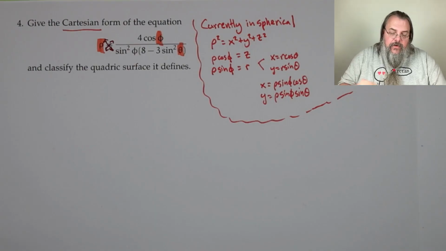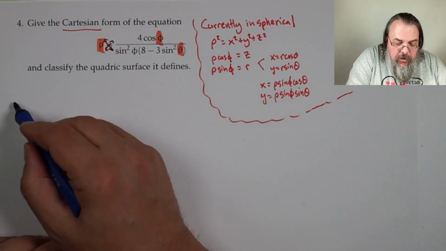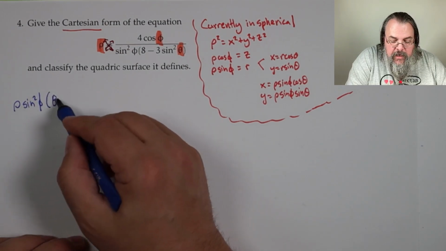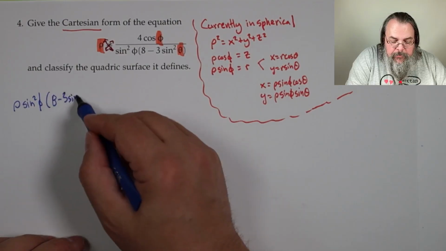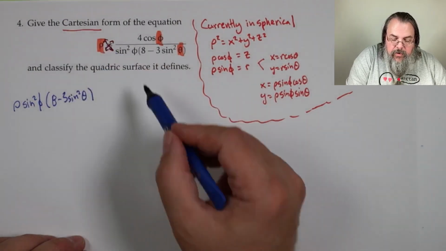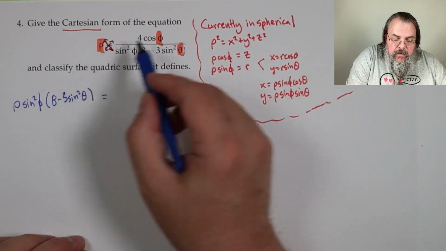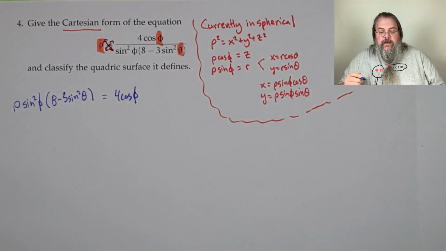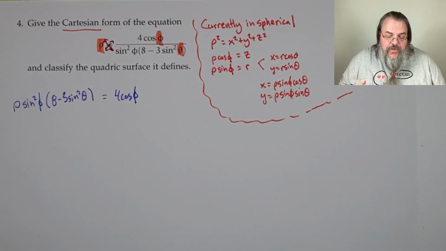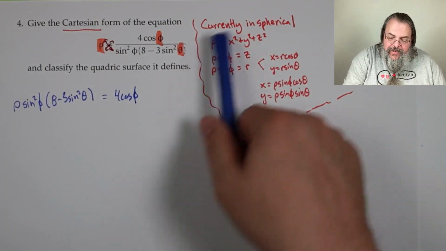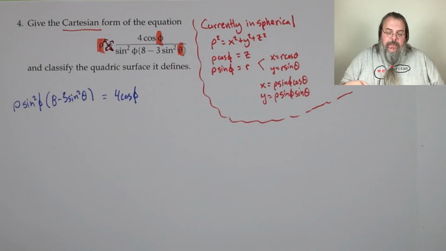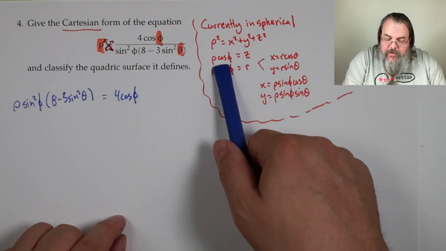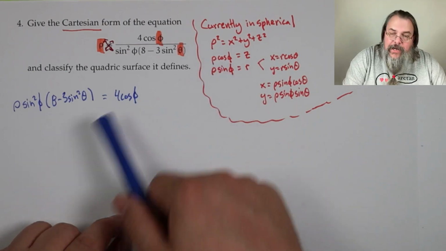All right, so here we go. We're going to get that rho sine squared phi times 8 minus 3 sine squared theta is equal to, and on this side, 4 cosine phi. Okay, well, that's a little bit better because there's no fractions, but it would be nicer if we had some things that looked like these expressions. And I see a cosine phi, and really the only place cosine phi shows up is it's attached to a rho. So I'd like a rho there.